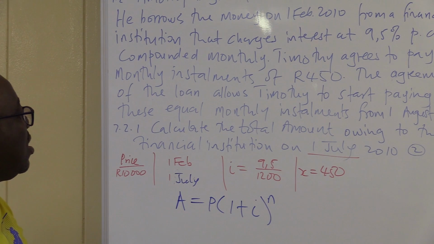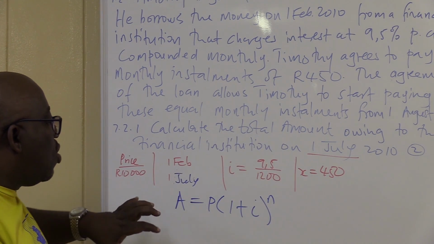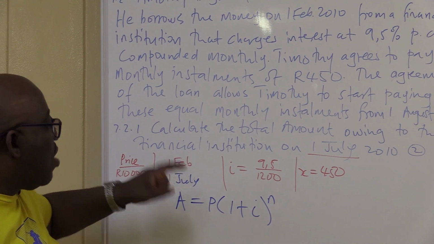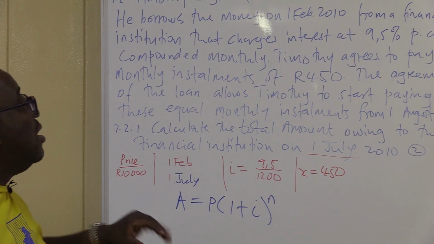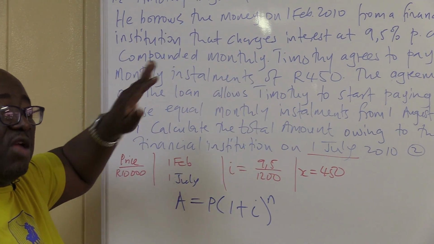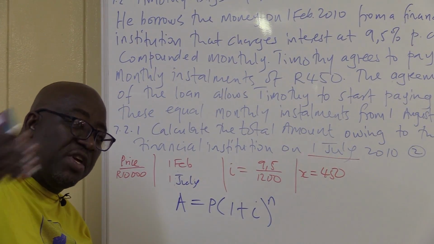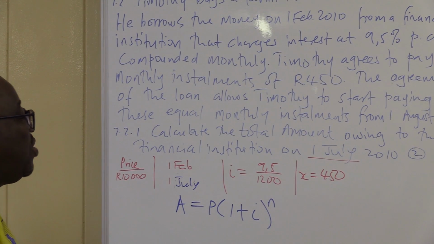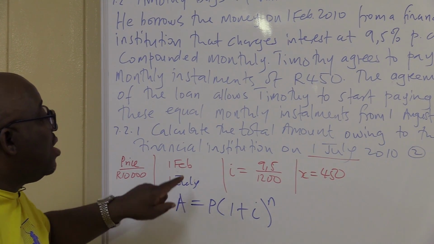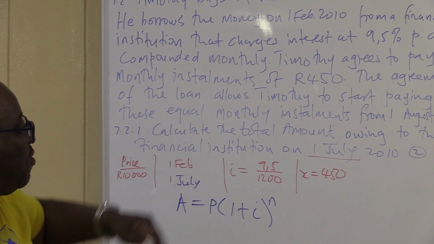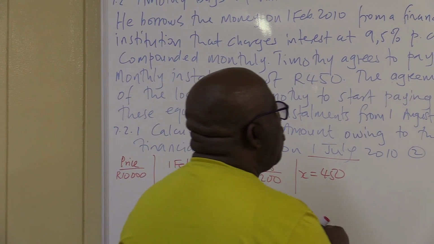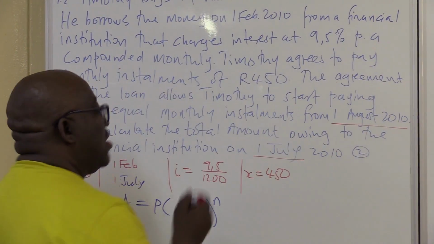Okay? Calculate the total amount. We want to know when you start to pay in August, how much will you be owing? Remember, it was just 10,000 and you're not paying for it. Then the interest will come in there. So when you start to pay in August, in actual fact, when you start to pay from 1 August, you won't be starting to pay 10,000.